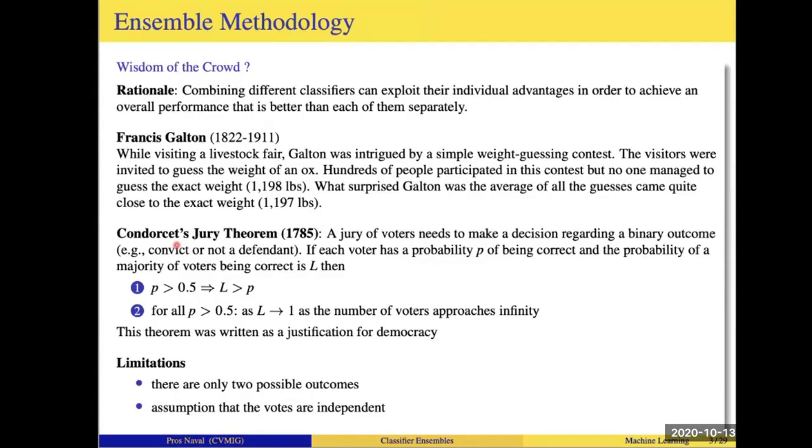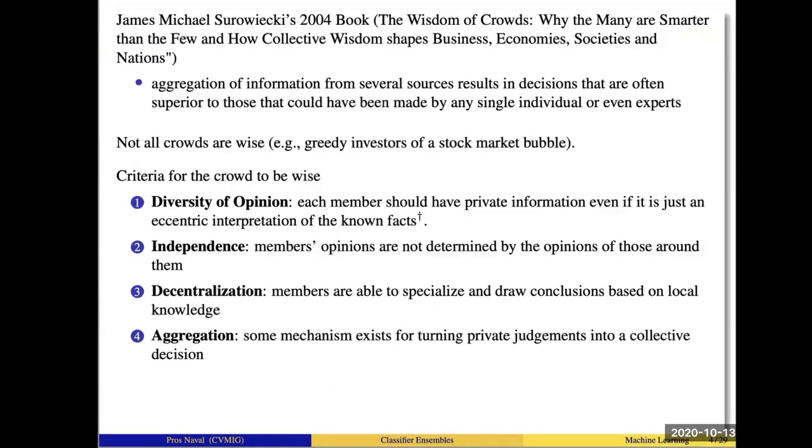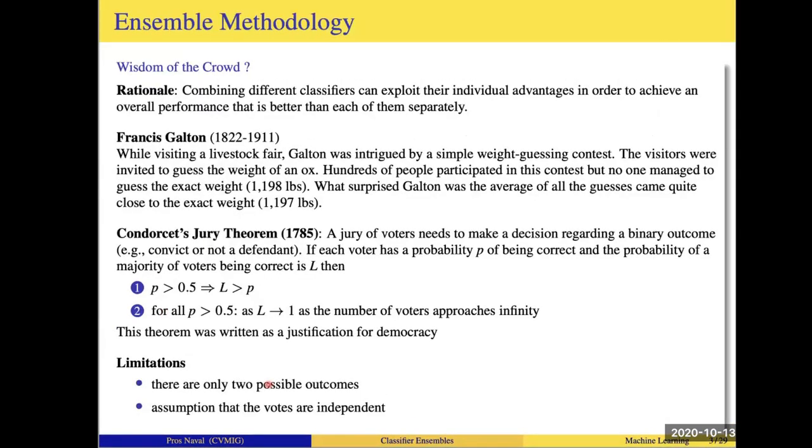So this theorem has two major limitations. First is that there are only two possible outcomes. So that's one limitation, two possible outcomes. And then the assumption that the votes are independent. So if the voters try to influence each other, then again, you cannot cite or quote or exploit this theorem.